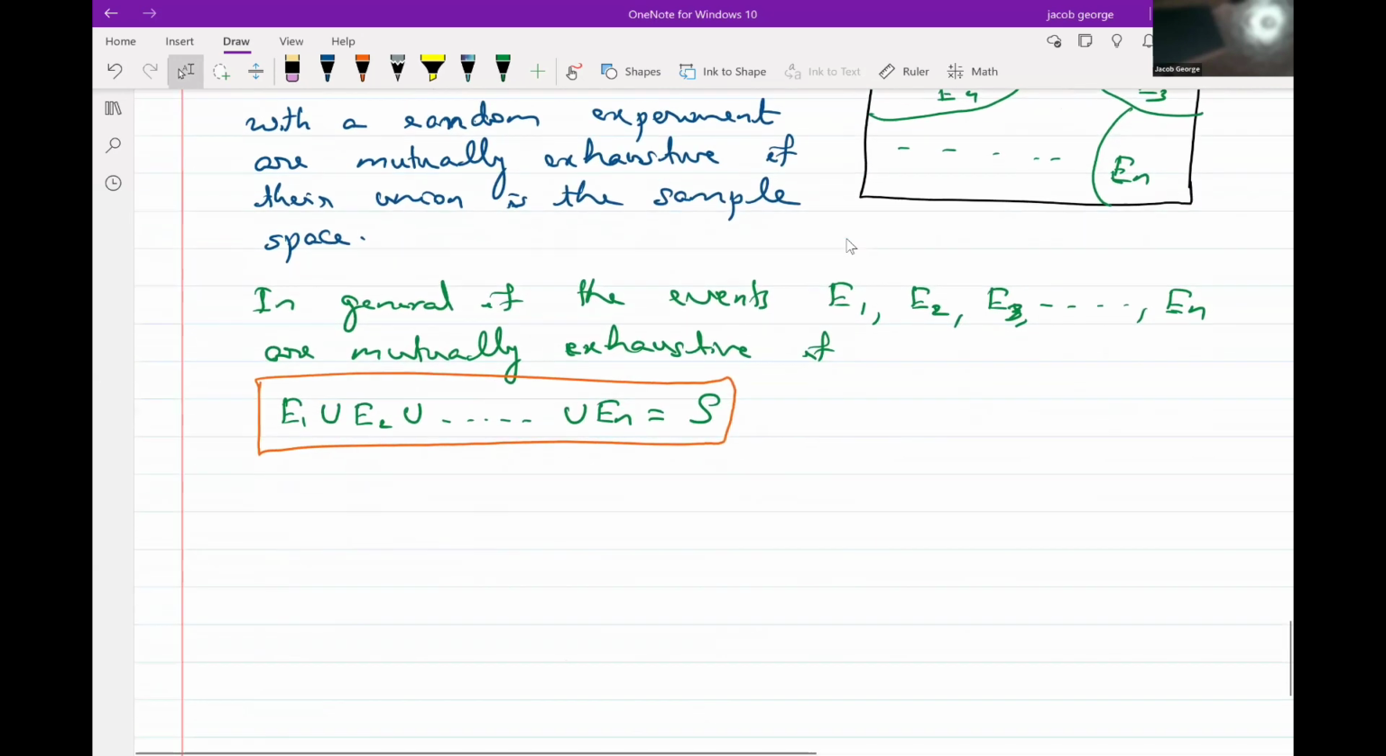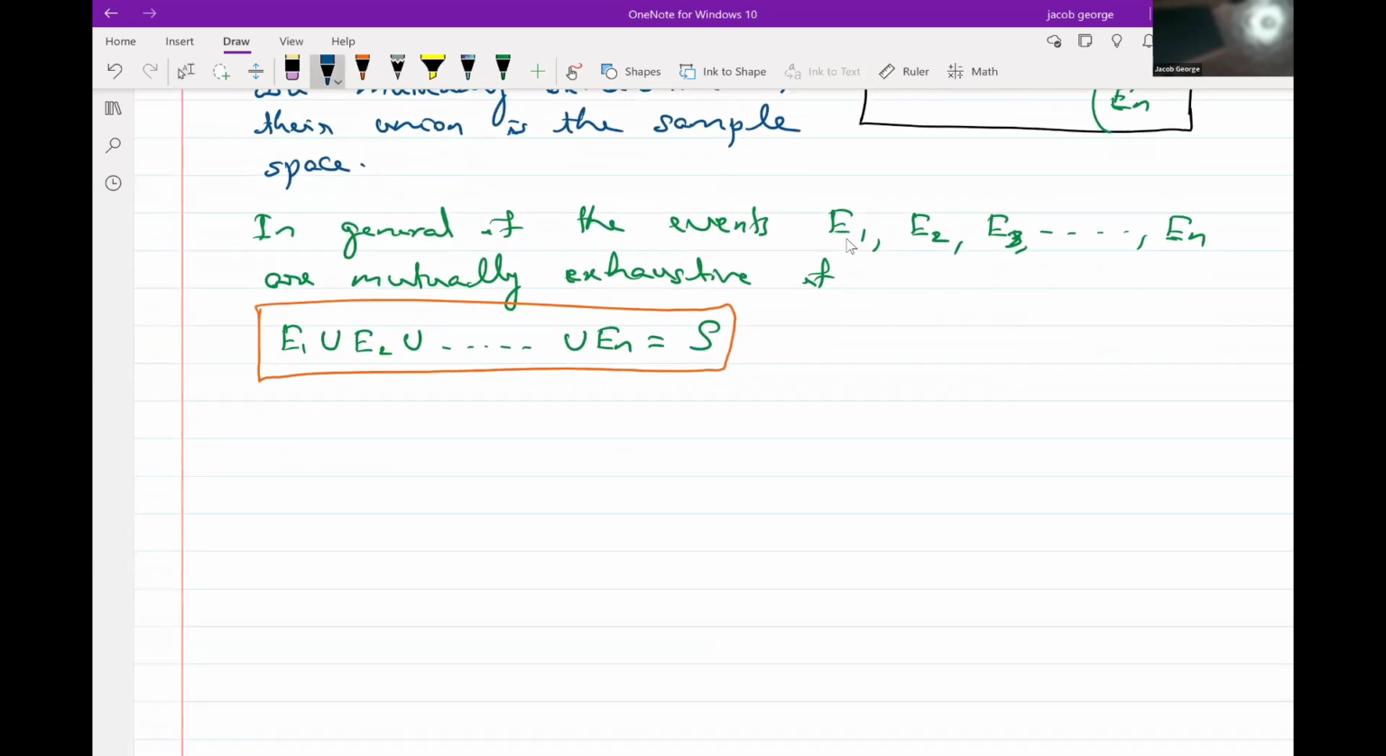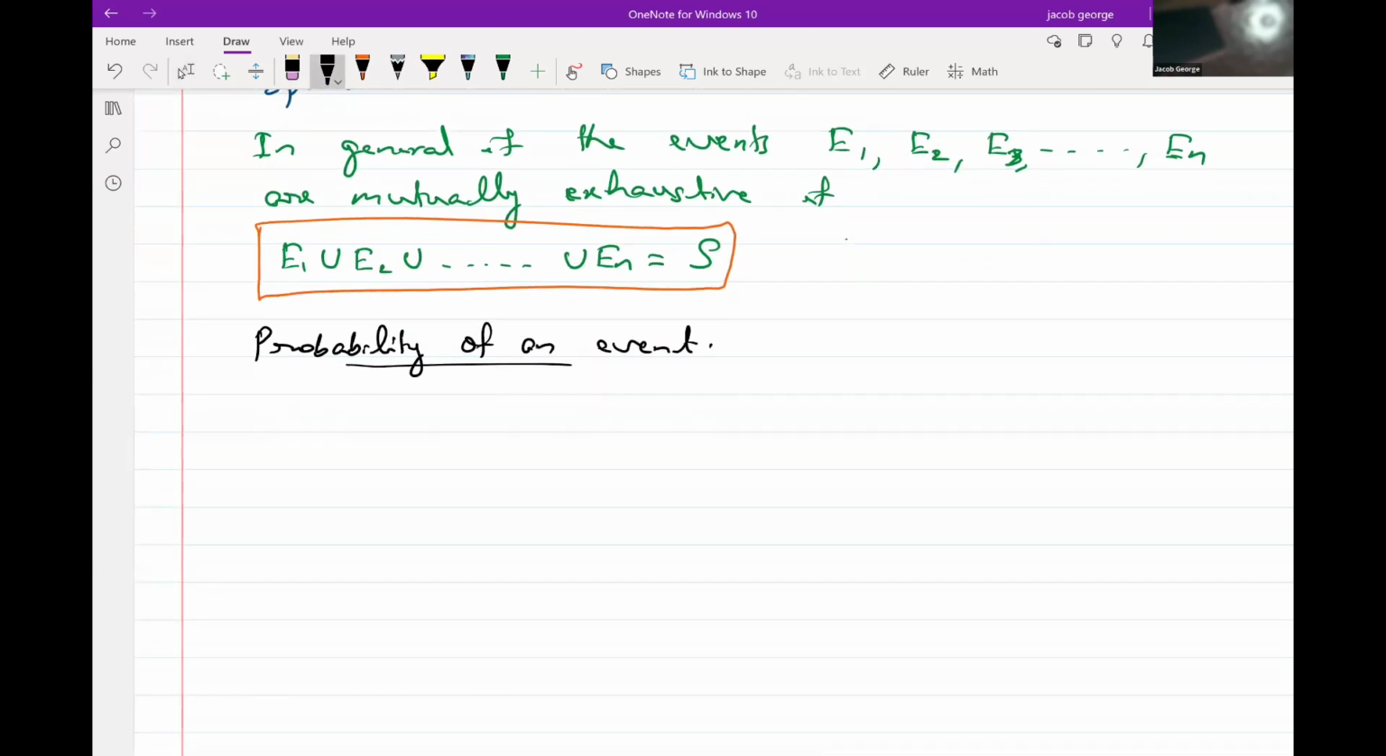Now write the subheading, probability of an event. Probability of an event is denoted by P of E or P of A. P of A is equal to number of favorable outcomes by total number of outcomes. In class 9 and 10, you have studied the same. So there is no change in that definition.